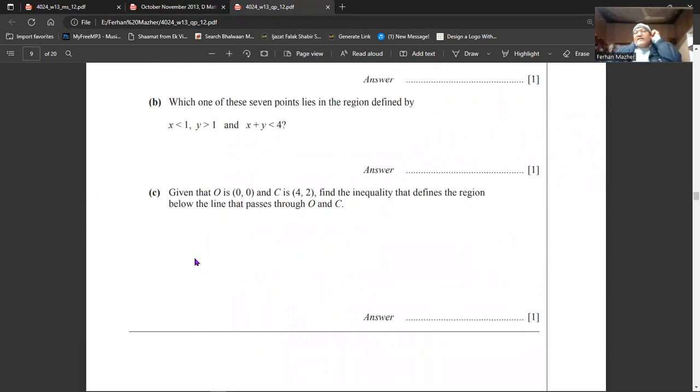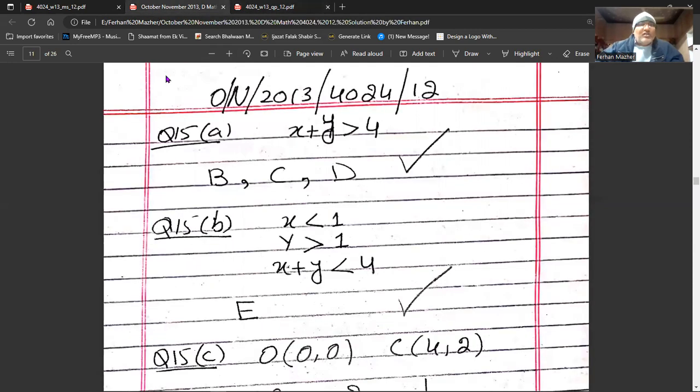Given that O is 0, 0 and C is 4, 2, find the inequality that defines the region below the line that passes through O and C. You see, first of all, the 2 points are given. And first of all, I will try to find out the gradient. Then I will try to find out their equation, and then I can write that inequality also.